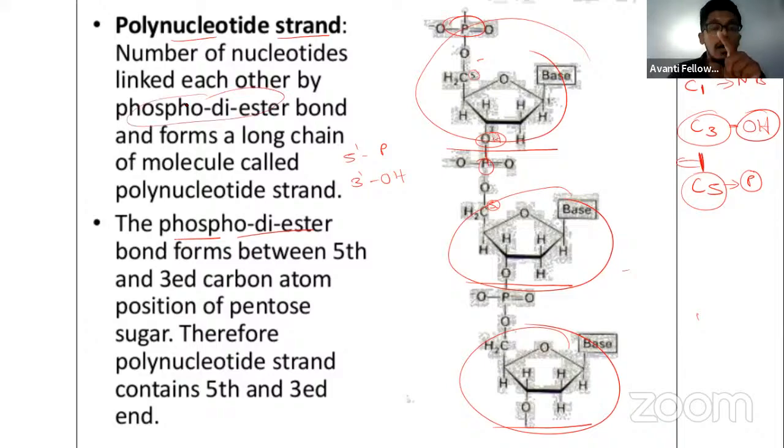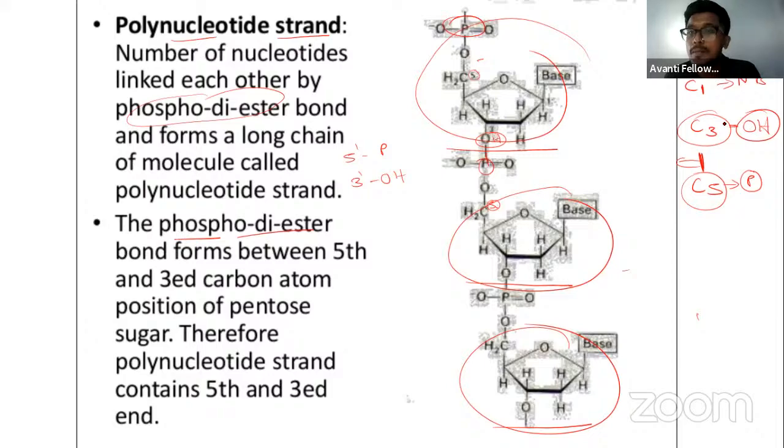Now, why did I mention three? Because to understand the formation of the DNA molecule, you require two important positions in the sugar group, one is the C3 carbon atom, the other one is the C5 carbon atom. Correct? C3 carbon atom's OH group, C5 carbon atom's phosphate group, they come together, they form a phosphodiester bond, and a polynucleotide chain or polynucleotide strand formation will take place.